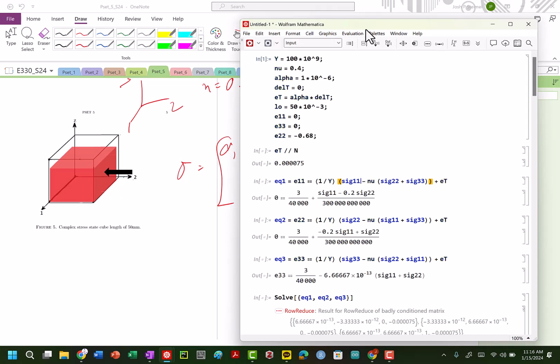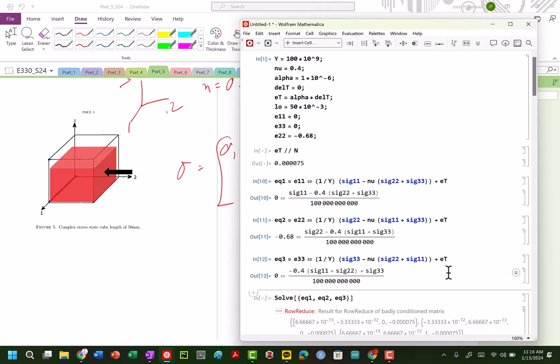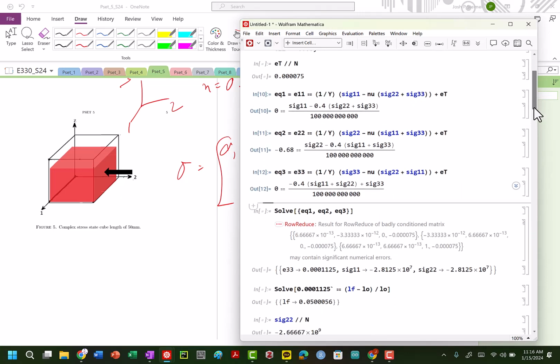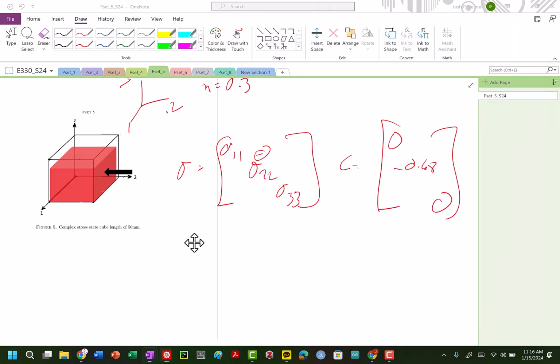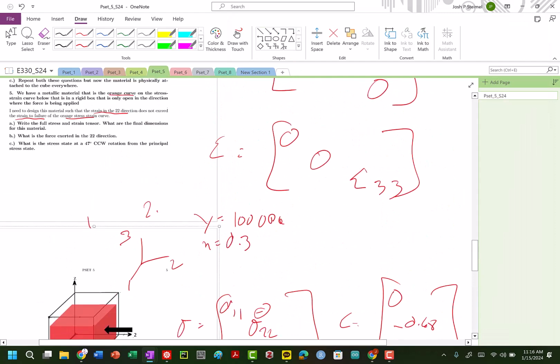Here we go. All right, so let's go ahead and set up our 3 equations. Everything is just sig 1, sig 2, sig 3. We can go ahead and set up and solve. And these are all negative, which makes sense because, again, it wants to expand, but it's basically constrained in that direction. So fantastic. Now, given the full stress and strain tensors, what are the final dimensions for this material?